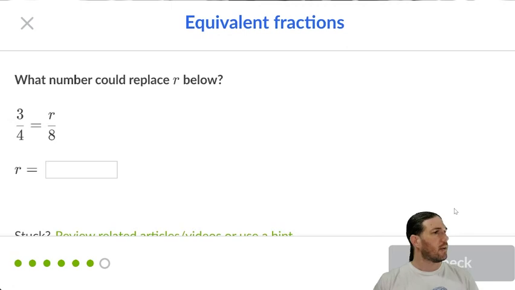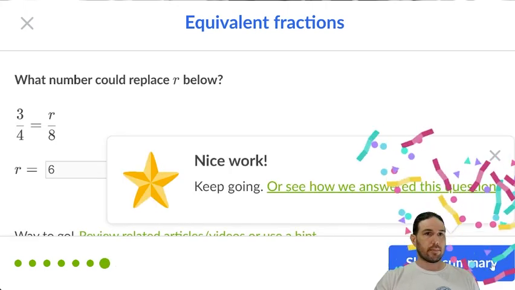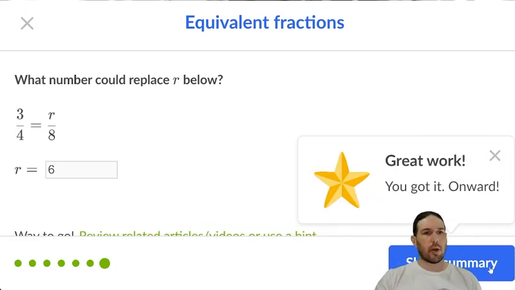And finally, what number could replace r below 3/4? I think we just said this, is 6/8. Excellent work. Let's keep going.